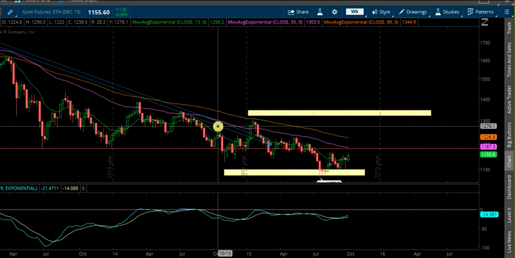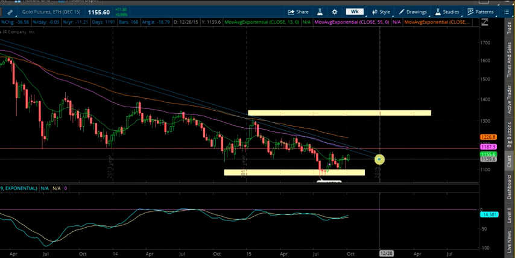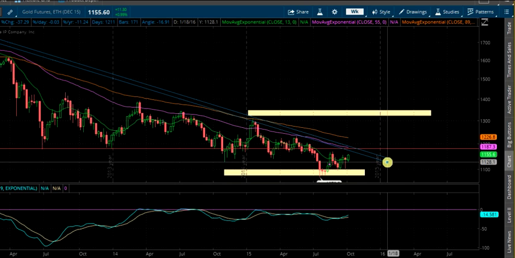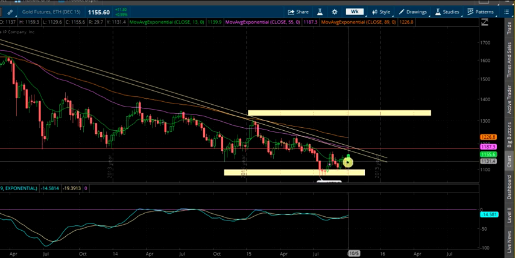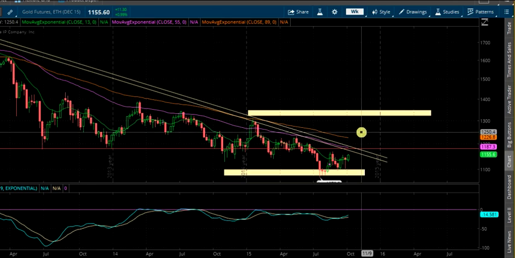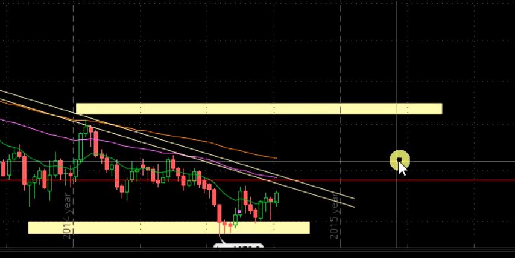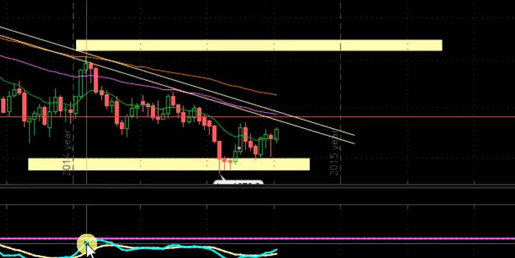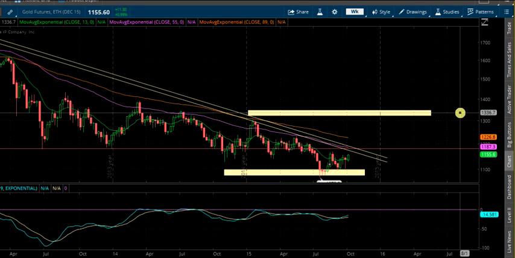We put these lines in here a while back, and probably need to change them and pull them out this way. And it looks to me that we're going to probably break through this downtrend line and head out in the upward direction, probably up into this box that I have drawn here. So look for gold to move into this area. Let's see what that area is. So we can, around 1350.